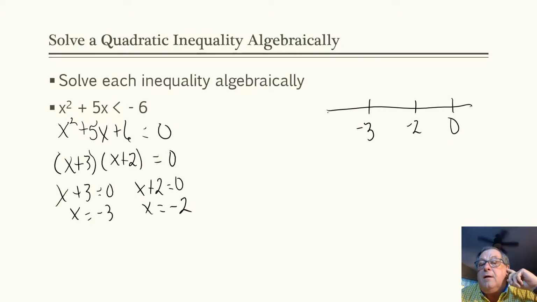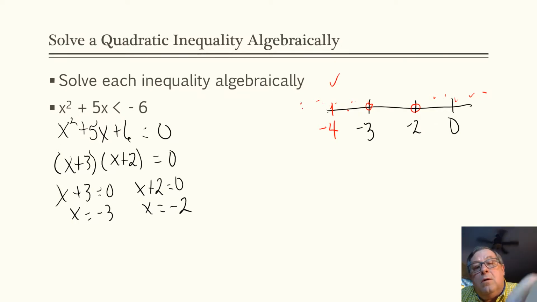Now, we've got three intervals. We've got an interval in this direction. We have an interval between negative 3 and negative 2. And these would be open dots, by the way, because it's just simply a less than. And then we've got an interval out here greater than negative 2. So in this interval here, let's choose negative 4. How about that? And we're going to plug that back into our original inequality.